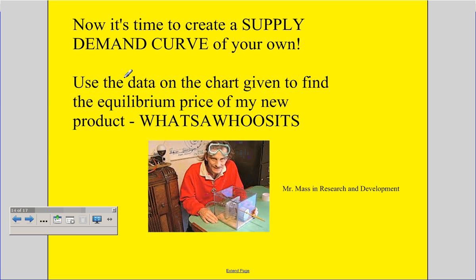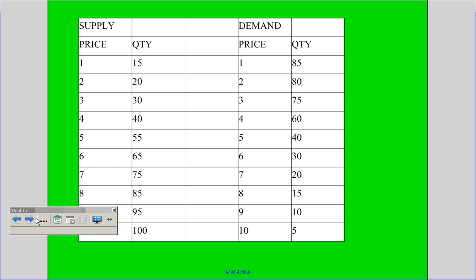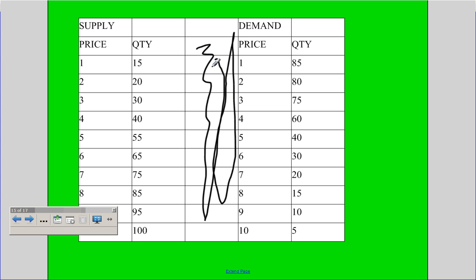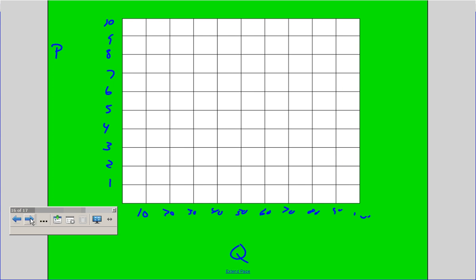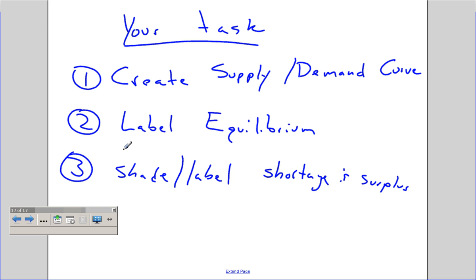Now it's time to create a supply-demand curve of your own. We did this in class on a piece of graph paper. Use the data on the chart given. I gave you supply and demand, and I asked you to go ahead and chart that out. What I'm going to do is attach to this page the file for the practice quiz we did today in class, so you have a chance to do it.